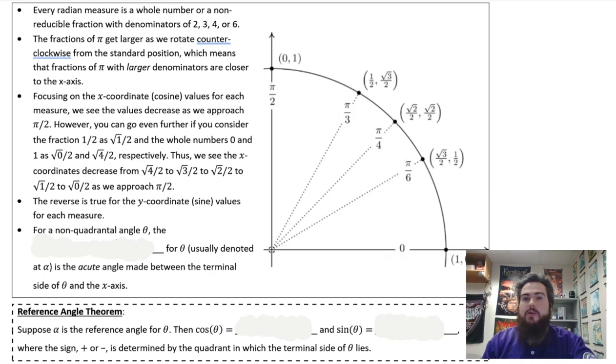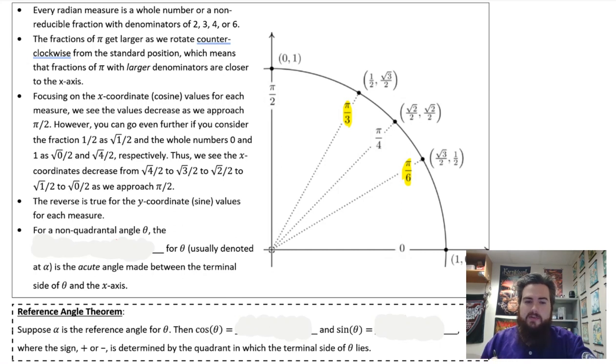That means that any of those angle measures that had pi over 6 in them had very similar x and y coordinates, which is why it's really good to recognize those connections. For the radian measures as well, note that the fractions of pi get larger as you rotate counterclockwise from the standard position, which means that the fractions of pi with larger denominators are closer to the x-axis. For example, in the diagram on the right, pi over 6 has a larger denominator and therefore it is closer to the x-axis compared to, say, pi over 3, which has a smaller denominator and is closer to the y-axis.